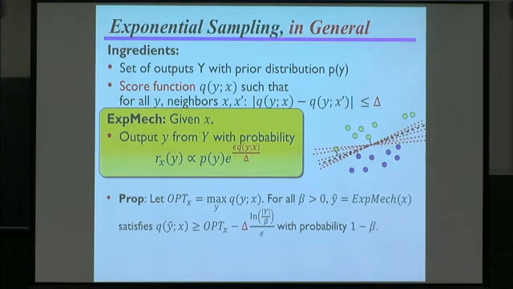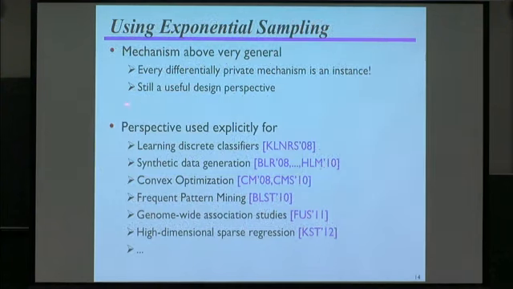Okay, so this is a very general tool. It turns out that this exponential sampling idea is very general. In fact, it's completely general. Every epsilon-differentially private algorithm is an example of this mechanism. And so in that sense, it's almost too general. One might think it's too general to be useful, but it actually provides a really useful design perspective. And it was used explicitly for designing many useful differentially private algorithms.